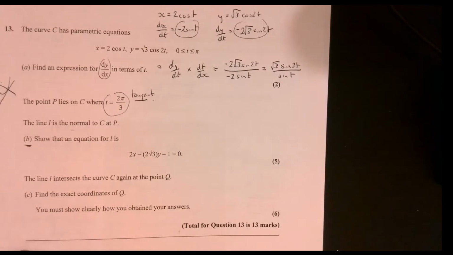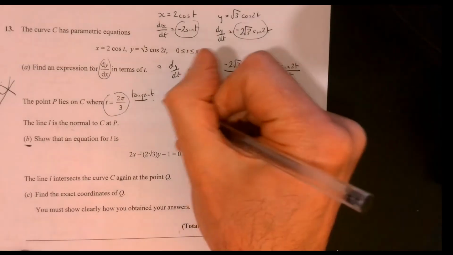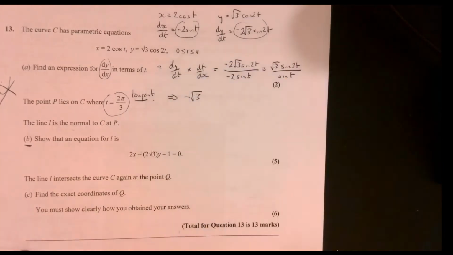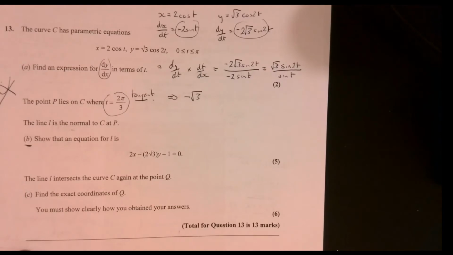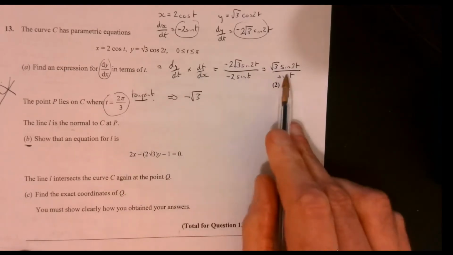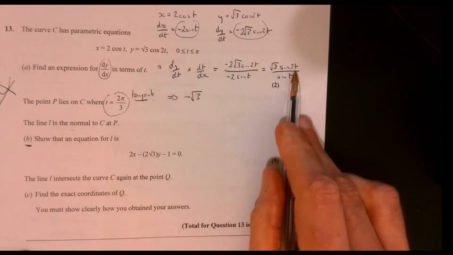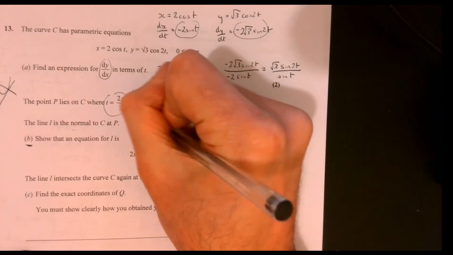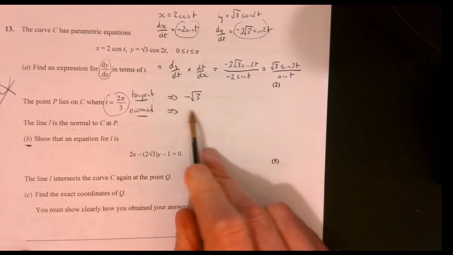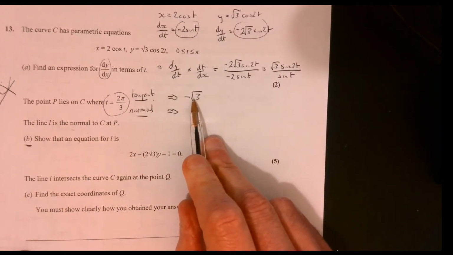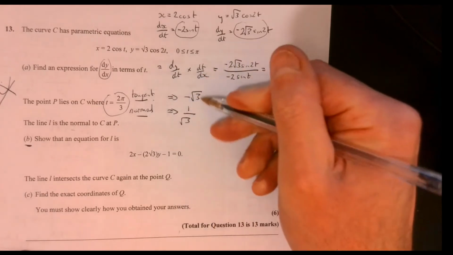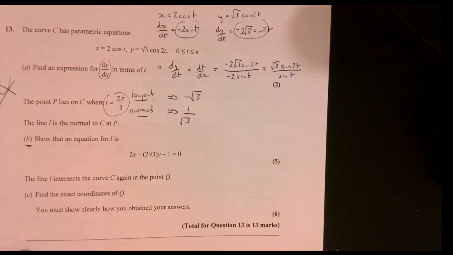So if we just pop that in there, that's going to give you minus root 3. Now, I know I've jumped a little bit there. All I've done is just substituted that into here. Right, okay, so the gradient of the normal is, remember these two things multiply together to give me minus 1. So the gradient of the normal is, switch them around, change the sign.